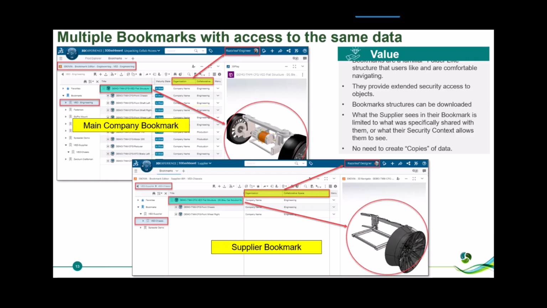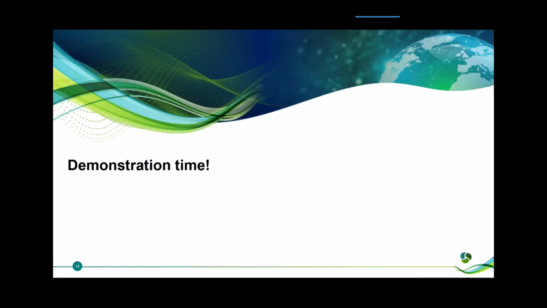I might only want procurement to see certain things at certain times, right? So I can share the data across bookmarks or multiple bookmarks at any given time, and I can revoke that access very easily as well. All right, so let's see what it looks like in the demonstration. So we'll go through the entire process and show you what it looks like.